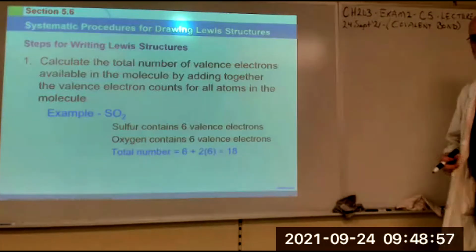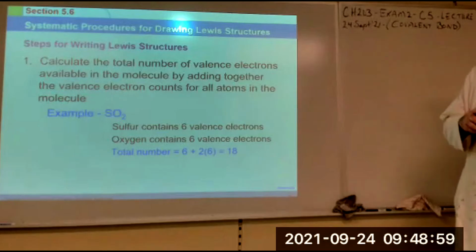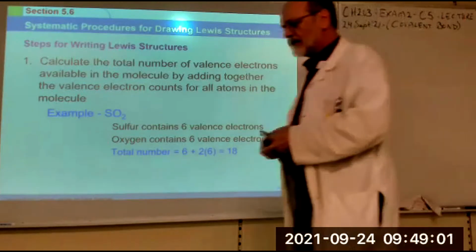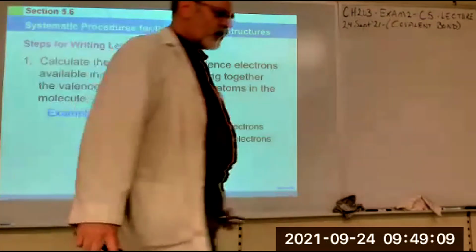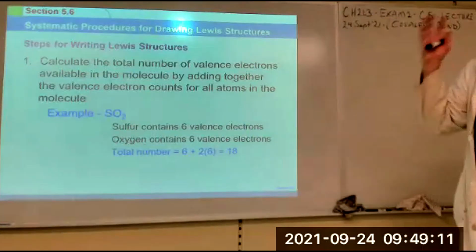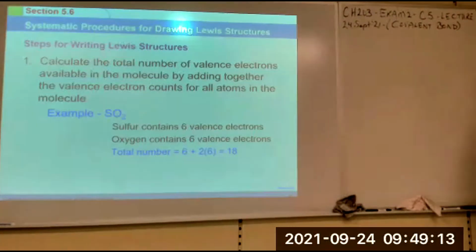Steps for writing a Lewis structure. We introduced some of this discussion last time, but there's a way to do this, so you can do it for very large molecules and draw the structure. What you have to do is be presented with a valid compound, like SO2 in this case.